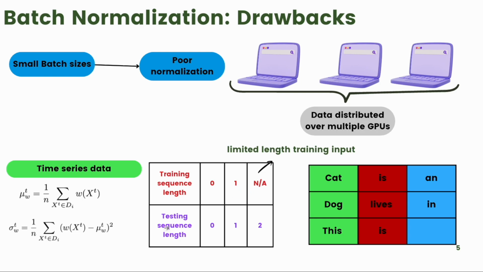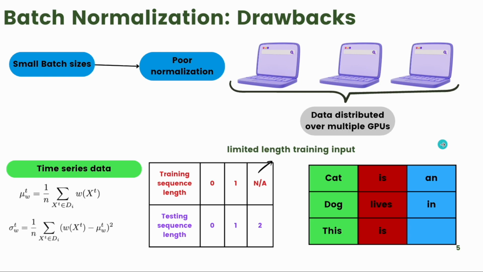But during testing, your sequence length increases. Instead of having only two timestamps, you have a third one, which is t equal to 2. Now you won't be able to perform any normalization for the t equal to 2 timestamp, because you didn't have any data corresponding to the mean and variance. So that's a big drawback. You cannot perform any normalization if your timestamp is greater than 1. This means you're limited to only those testing sequences which have timestamps less than or equal to 1.